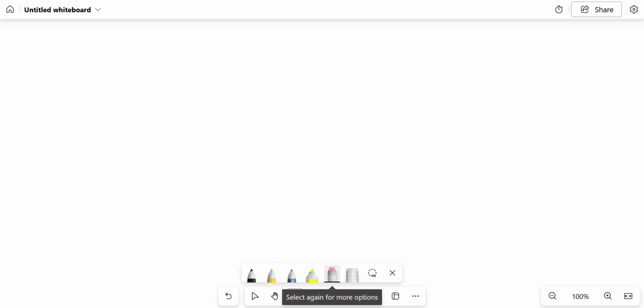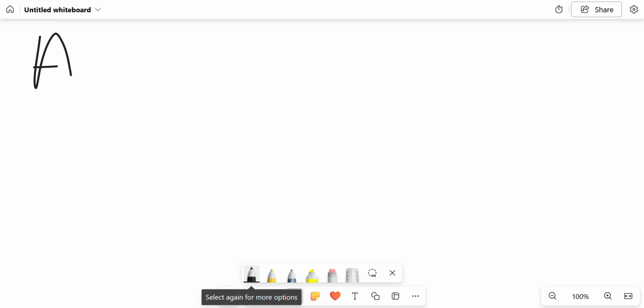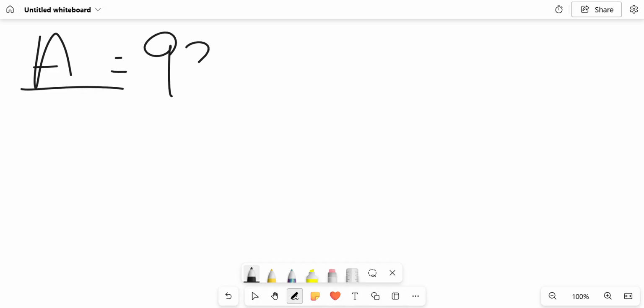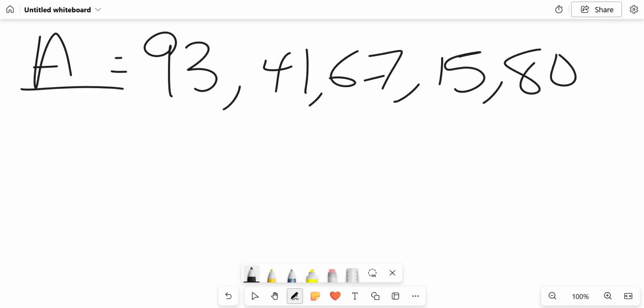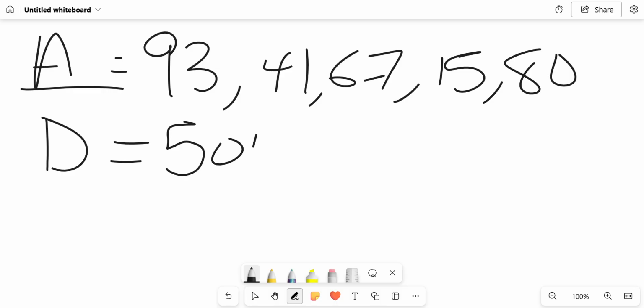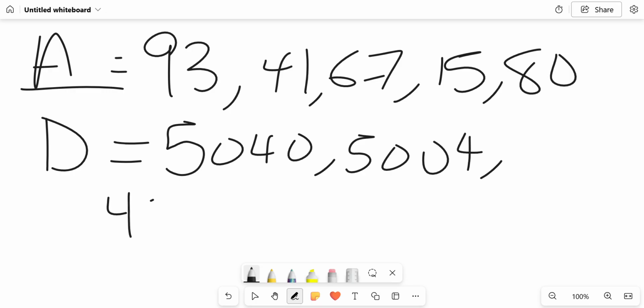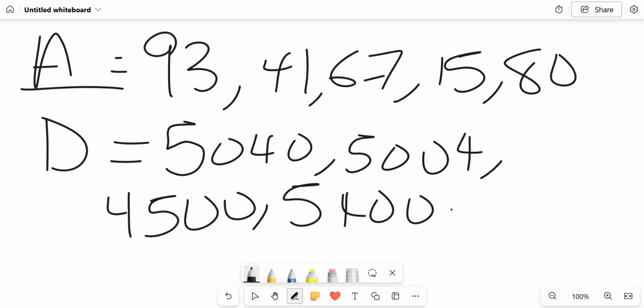Let me give you a few questions on ascending and descending order. If I say A, I mean ascending order. You have to arrange this from the smallest to the largest: 93, 41, 67, 15, and 80. And for the next one, you have to arrange it in descending order, from the biggest to the smallest: 5040, 5004, 4500, and 5400.